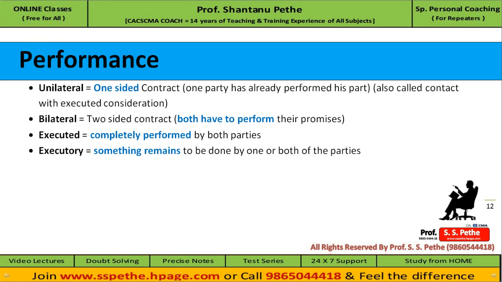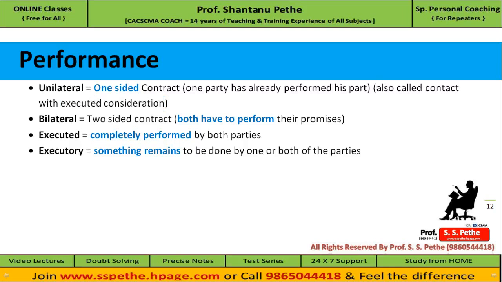Now let's see the kinds of contract based on the performance. We can divide a contract on the basis of performance into four parts. First, see the unilateral contract. It is very important. That is a one-sided contract. It means one party has already performed his part, and it is up to the other party to perform the contract. So it is also called a contract with executed consideration.